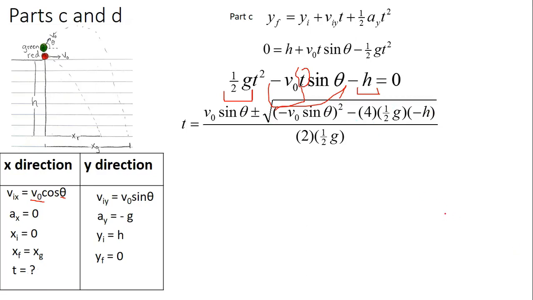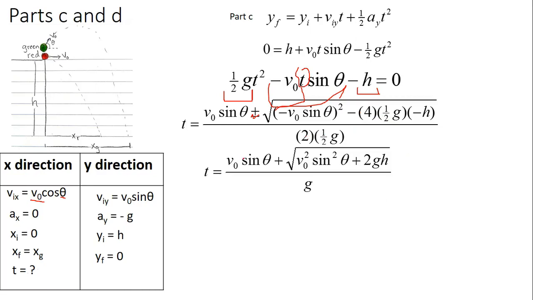So we can simplify this in a couple of different ways. First of all, I can see that I would just want to get rid of this minus sign because I don't want to have a negative time. So I only want to include the plus sign in my final answer. Also, these negative signs will cancel out, so that'll end up being a plus, and 4 times 1/2 is 2. So this will end up becoming 2gh, and then this will just become g on the bottom. So that's exactly what I have here. So what I've just circled is my final answer for part C.